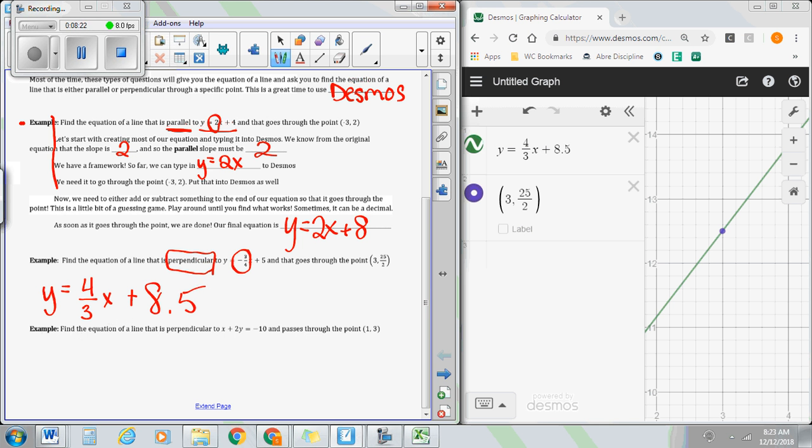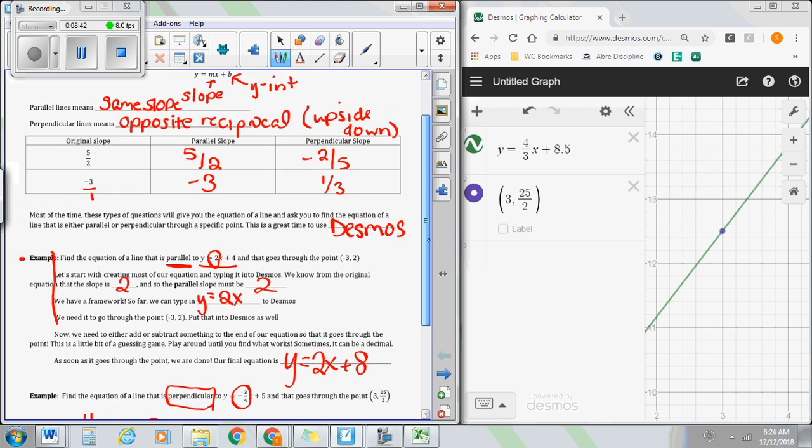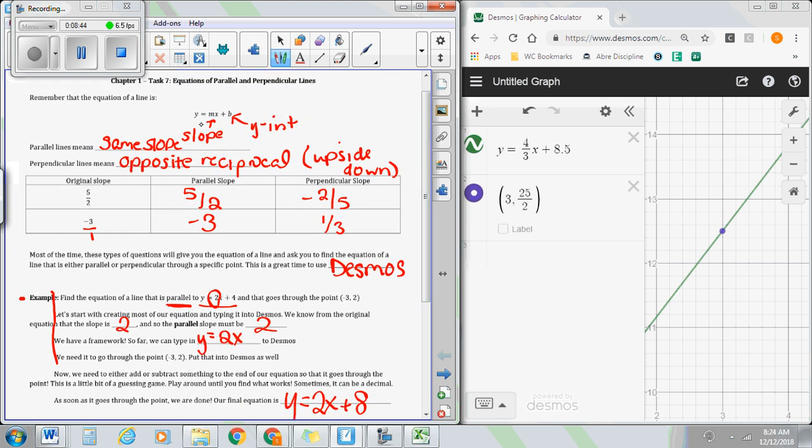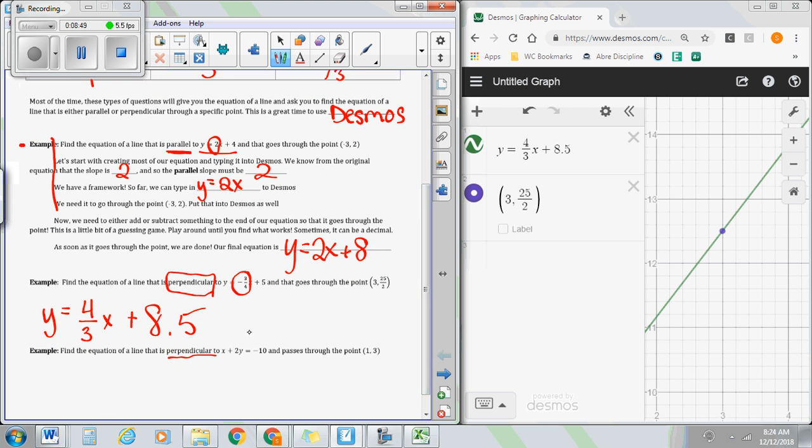This last example is a weird one that doesn't often show up on the air test, but every once in a while it sneaks on. It says find the equation of a line that is perpendicular. I'm going to underline that because that's an important word. X plus 2y equals negative 10 and passes through the point 1, 3. The reason that this one is different, if we look up at our original equation to find slope, it had to be y equals mx plus b. And this one is not. So we've got to find a different way to find the slope for this guy.